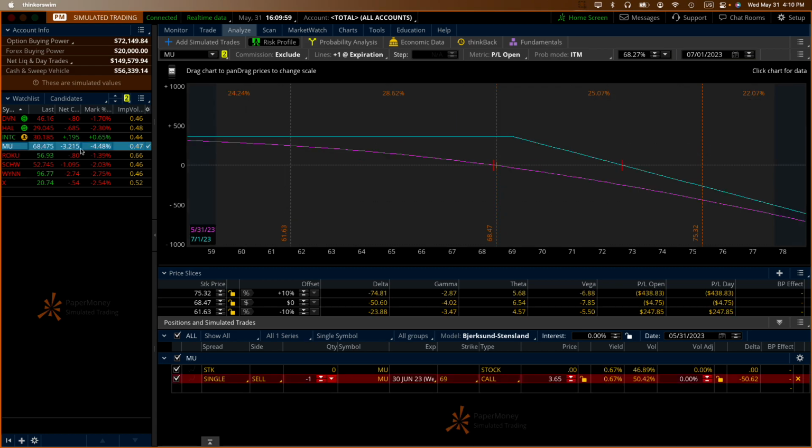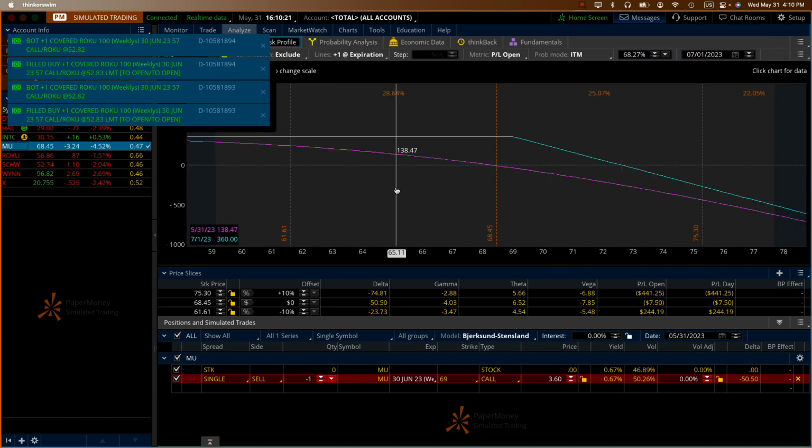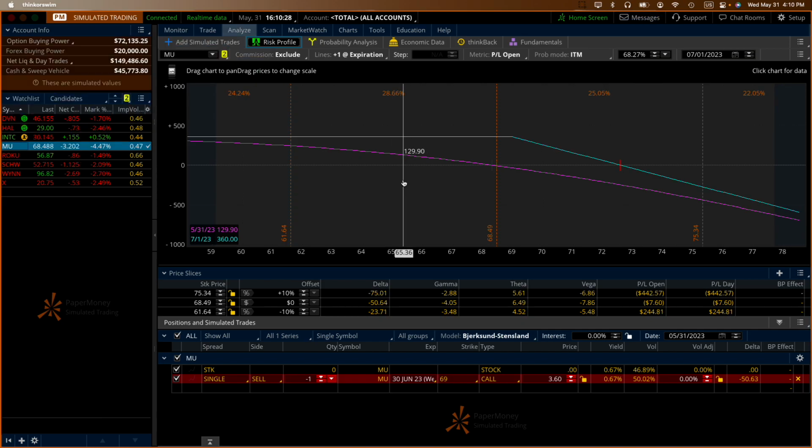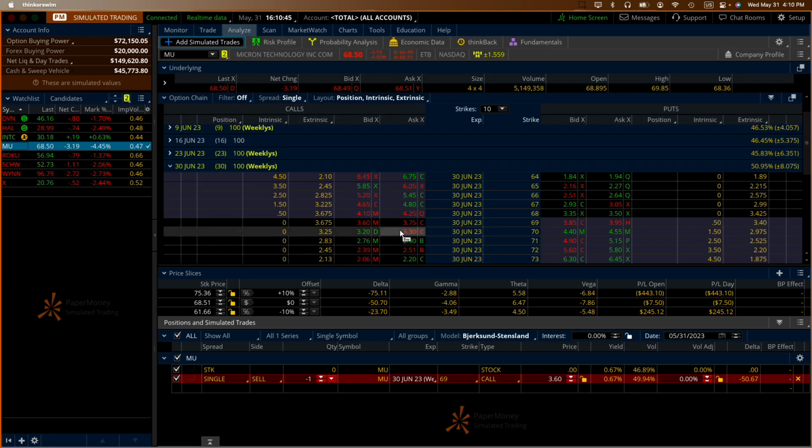Let's do the same with MU. Okay, MU, add simulated trades, and here we have what is our option with the maximum extrinsic value while having zero intrinsic value. That's the 69 June 30 with 30 days to expiration. Okay, that got filled, and now we have the Roku got filled. Let's see. Here is the MU, $360. Okay, that's how much I'm expecting to get, $360. But I'm investing only a fraction of the 10,000 maximum that I could trade.